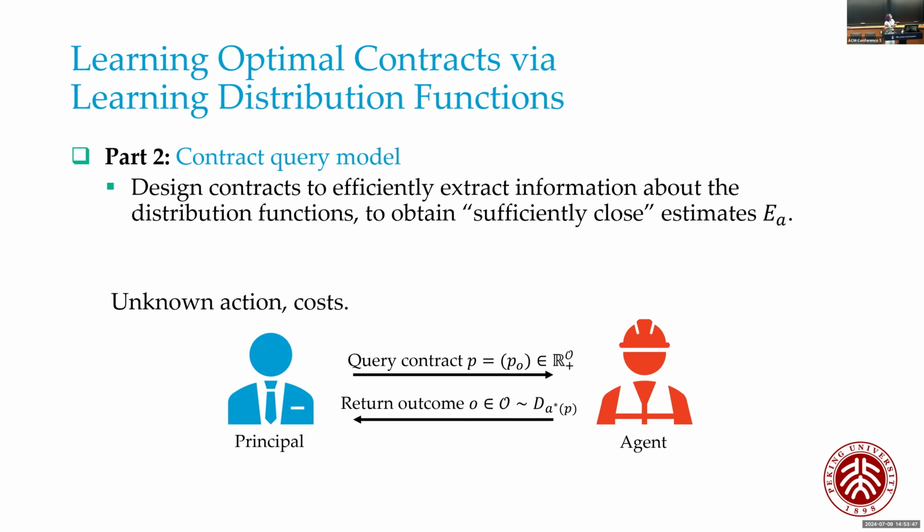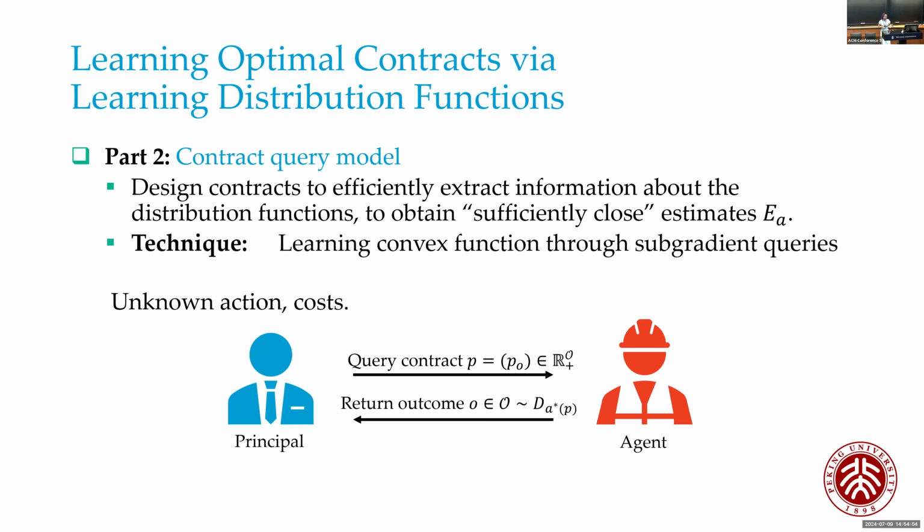And here we want to design contracts to efficiently extract information about the distribution functions so that we can obtain sufficiently close estimates of DA. And then we can use the results in the first part and finally get our learning algorithms. And the technique here is to design an algorithm to learn convex functions through subgradient queries, and we're trying to realize the subgradient queries through the contract queries.